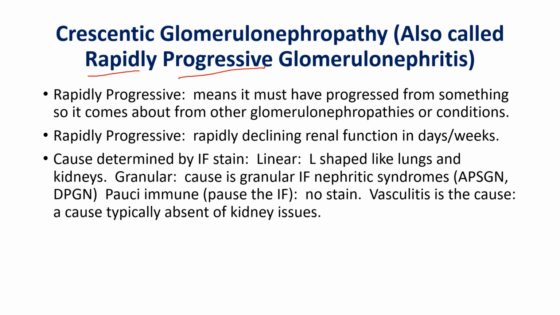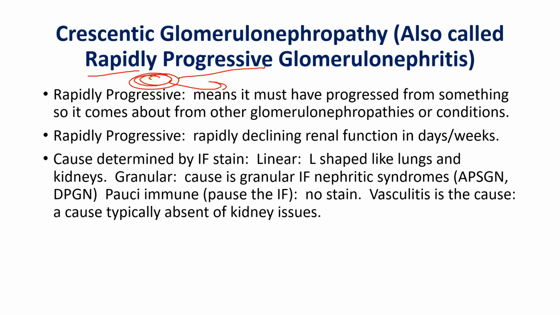So it's very severe. Rapidly progressive means it must have progressed from something, so it comes about from other glomerulonephropathies or conditions. There had to have been something there to rapidly progress from. So this is a particular type of nephritic syndrome that typically comes from other conditions or other nephritic syndromes. Then it enters into this rapidly progressive glomerulonephritis, and it's far more dangerous when you have this. You can get this from a lot of various nephritic situations, and from other diseases.